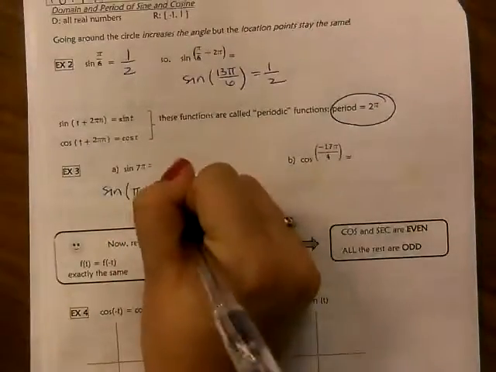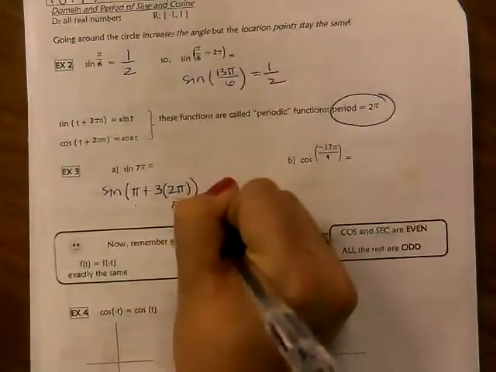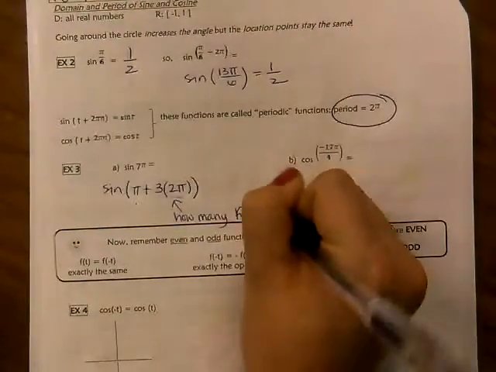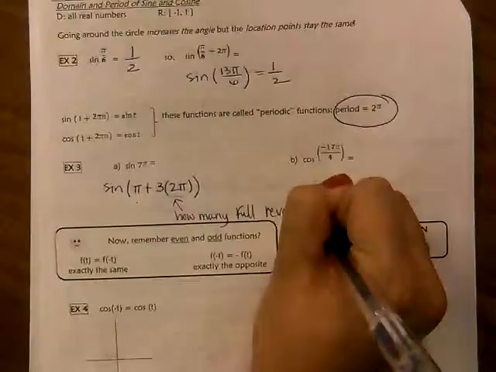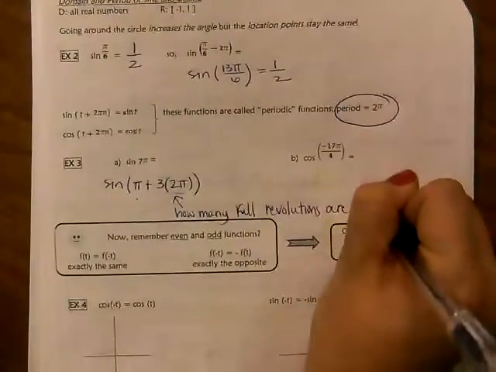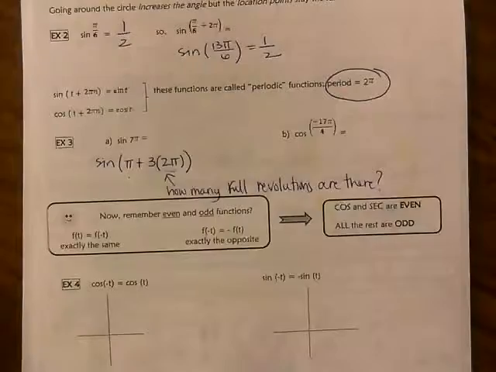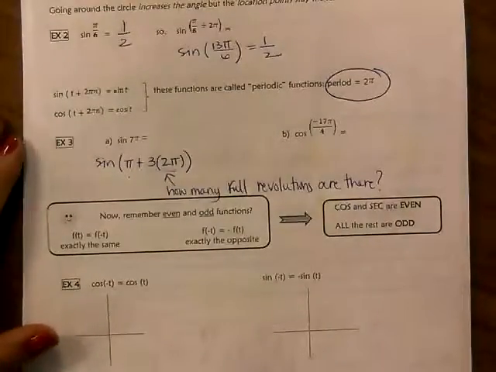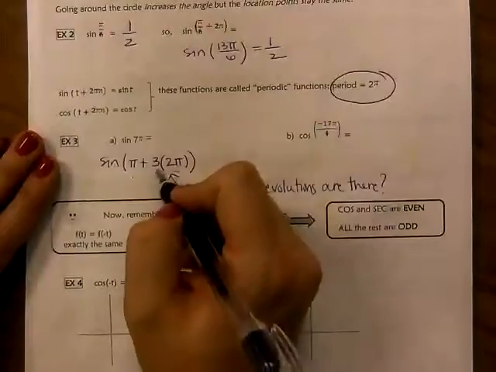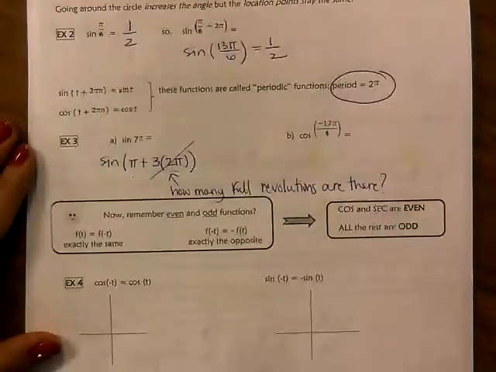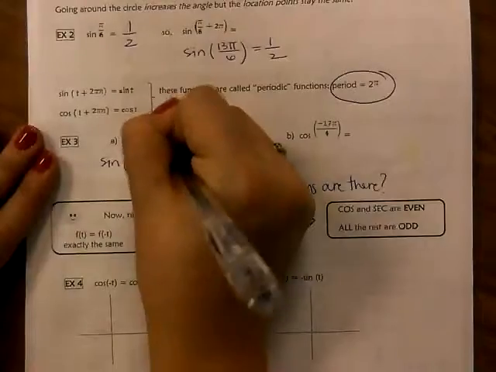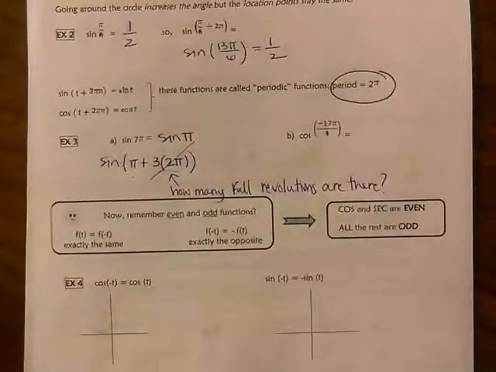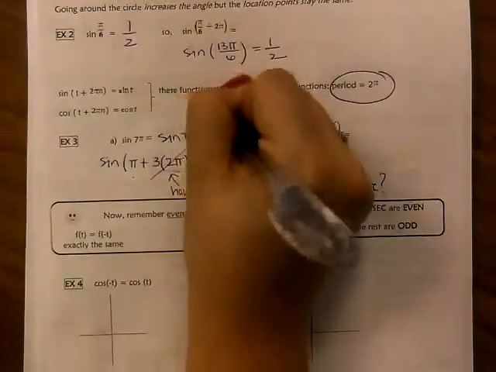So you want to think about how many full revolutions there are. And then you basically just disregard those, because it doesn't matter how many times you spin around the circle, you still end up in the same spot. So this doesn't matter. Okay? What we're really evaluating then is the sine of pi. The sine of pi and the sine of 7 pi are going to give us the exact same answer. So now you need to ask yourself, what is the y-coordinate at pi? Good. So our answer is 0.